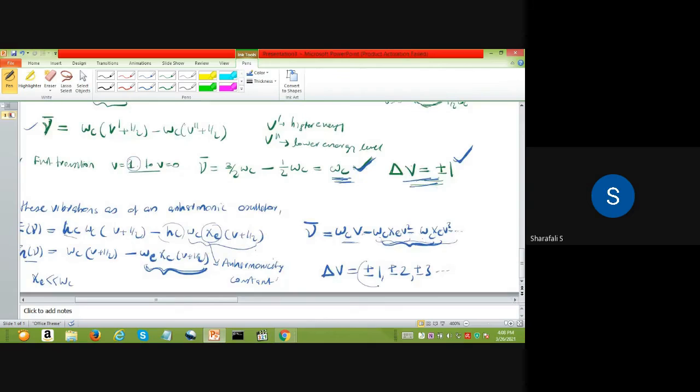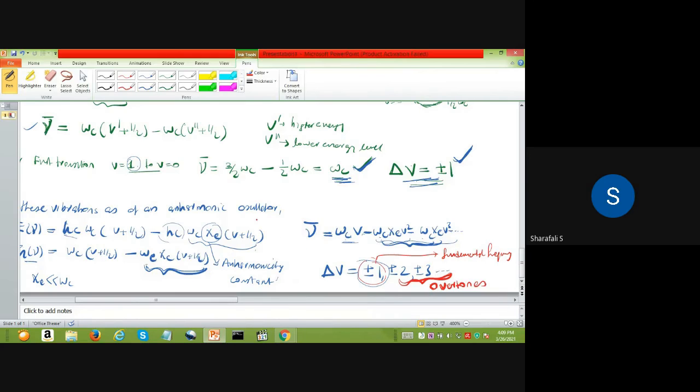And this plus or minus 1 is the selection rule for the fundamental mode, or fundamental frequency. So this one is for the fundamental frequency, and these modes, plus or minus 2, plus or minus 3, are for overtones. I will explain those things in the next section. So these are the overtones.